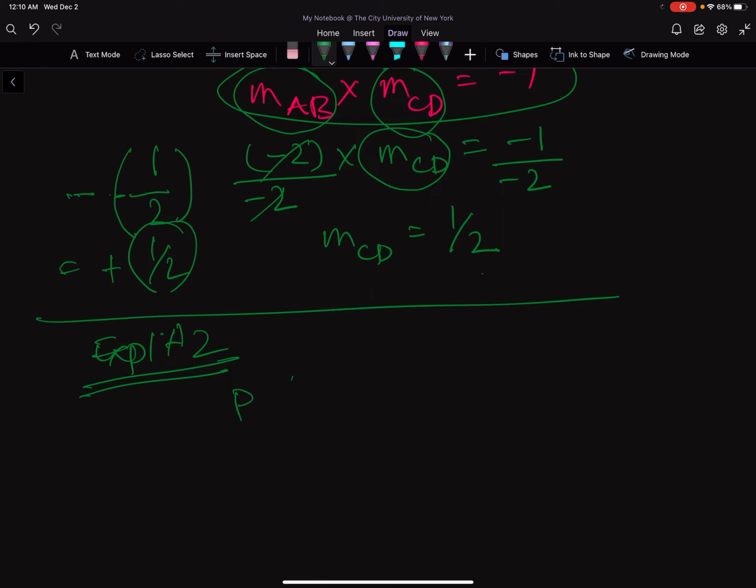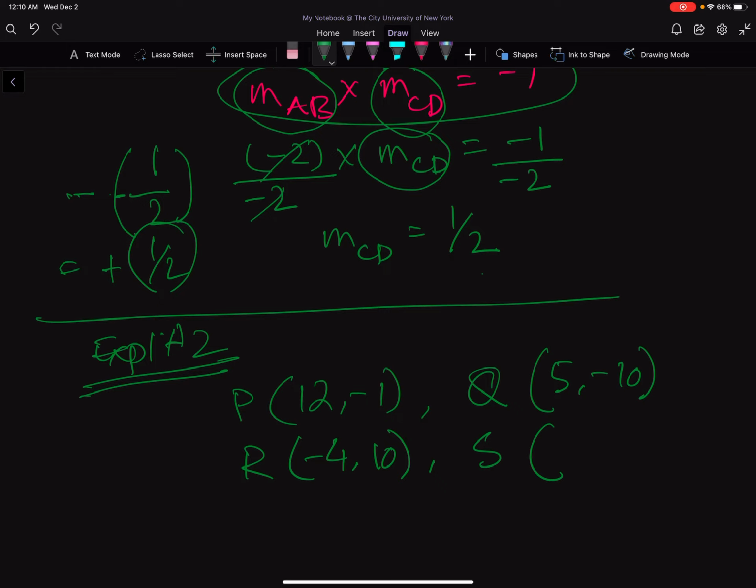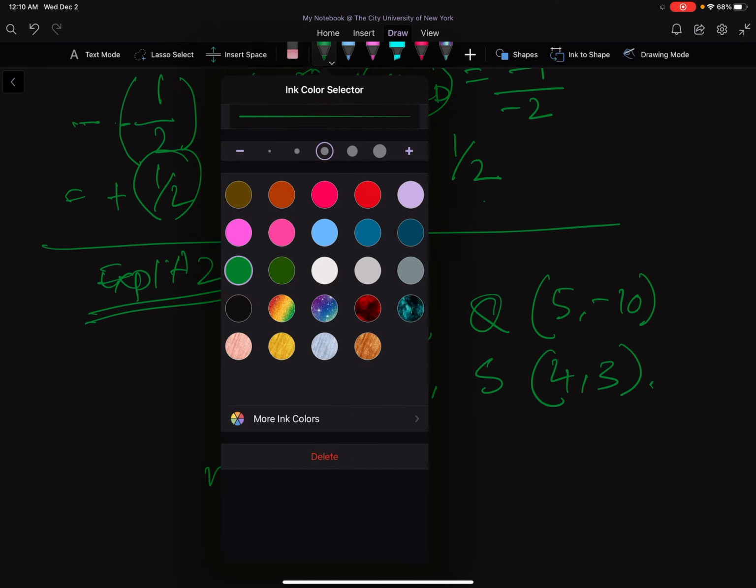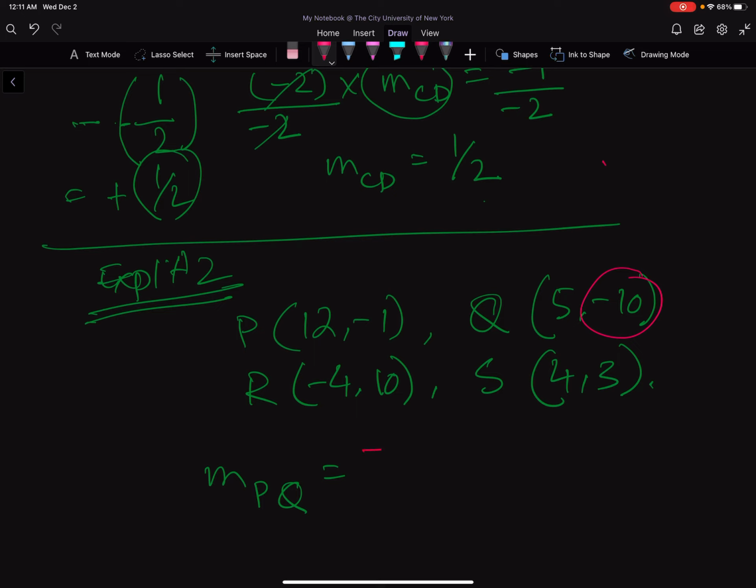Let's say P is the point 12 and negative 1, and the other point Q is 5 and negative 10. And the point R is negative 4 and 10, and S is 4 and 3. Now, what kind of relationship exists between PQ and RS? So let's first calculate the slope of PQ. y2 is negative 10, minus y1 which is negative 1, divided by x2 which is 5, minus x1 which is 12.